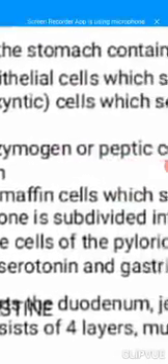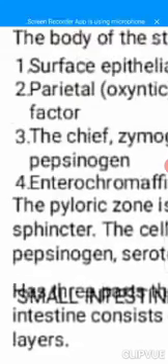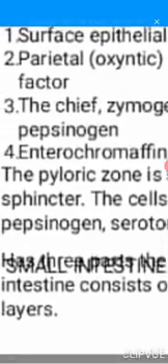All right, chief cells or zymogen cells, they are the ones that produce pepsinogen. What's the difference between pepsinogen and pepsin? Pepsinogen is the inactive form of the enzyme pepsin. Now, it is the hydrochloric acid produced by the parietal cells that will activate this pepsinogen and make it active.